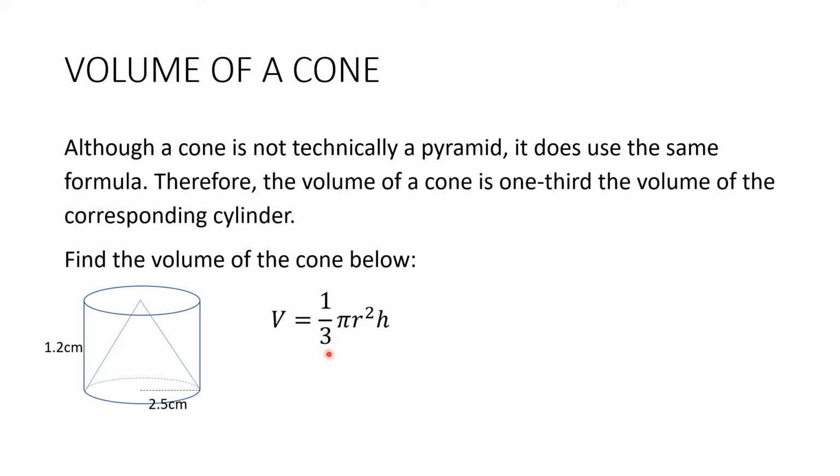1/3, because it's like a pyramid. Pi r squared is the area of the base times the height. This time we do have the radius, it's 2.5 centimeters, and we have the height, it's 1.2. Let's substitute it in, and into the calculator gives us 7.9 centimeters cubed.